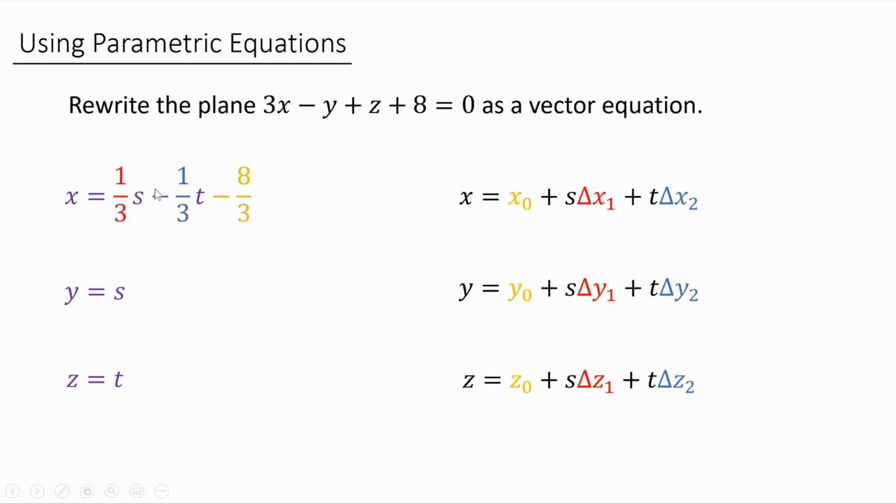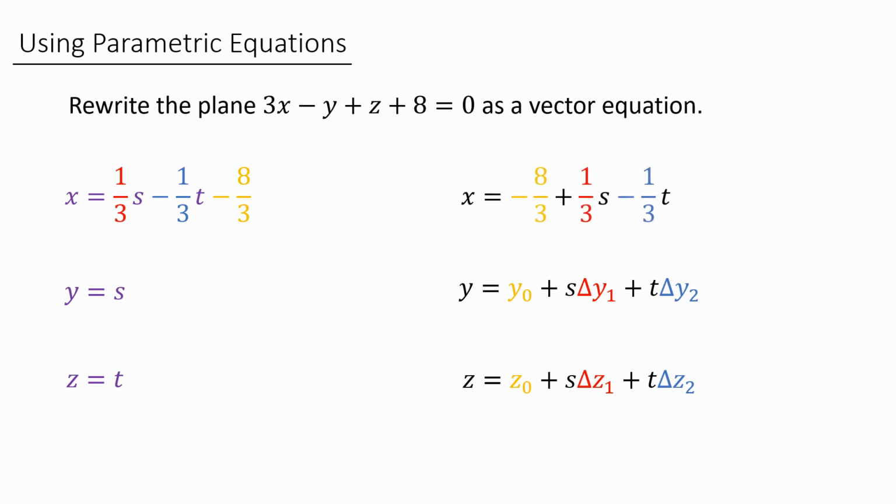Notice red for s, blue for t, and yellow for without a parameter. So, we can easily see what is what. This x0 is negative 8 over 3. This delta x1 is this 1/3. And this delta x2 is the negative 1/3. So, we can replace these in our equation.